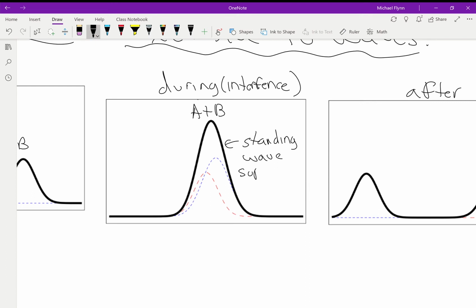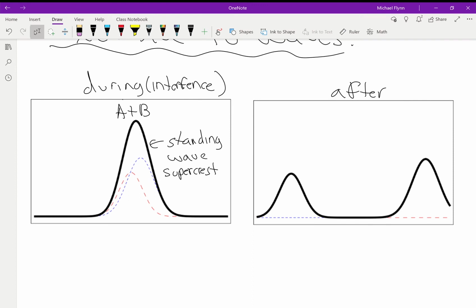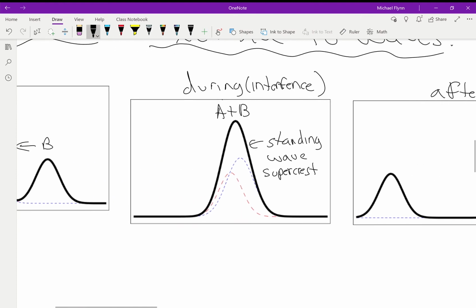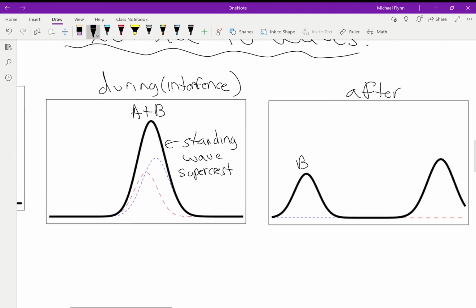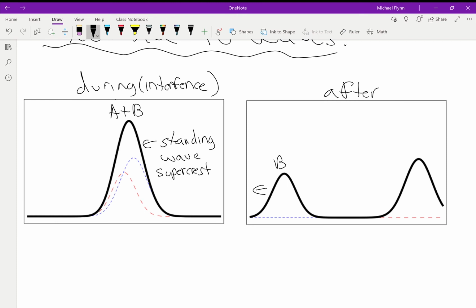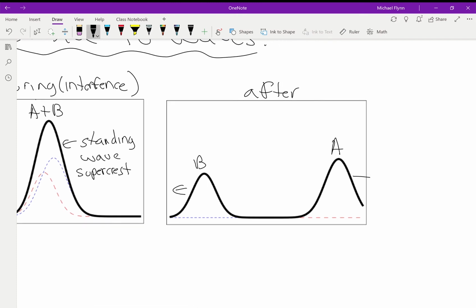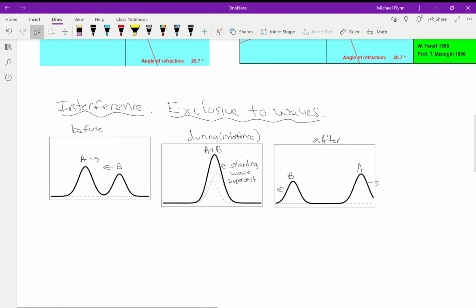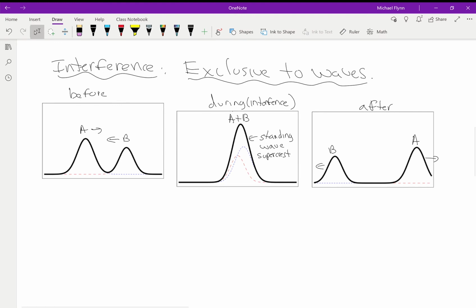a supercrest, okay? So the standing wave supercrest does not appear to move laterally in either direction. That's why we call it a standing wave. But then after that, we still have B, and B is still moving this way. And we have A, and A is moving that way. This is interference, okay? When the two waves meet is where the interference takes place, and we get, in this case, constructive interference with the two crests. Okay, that's the principle of superposition.